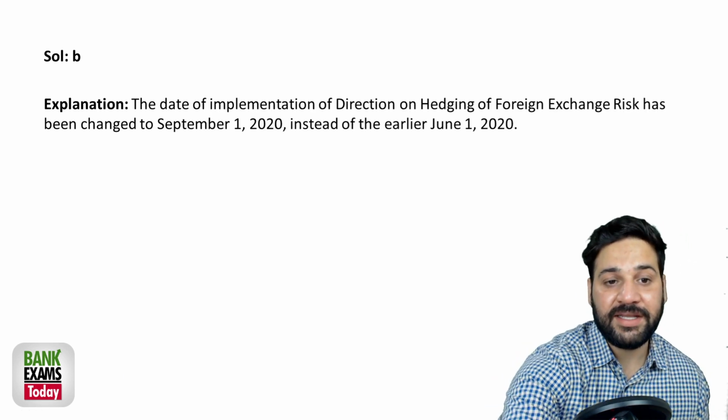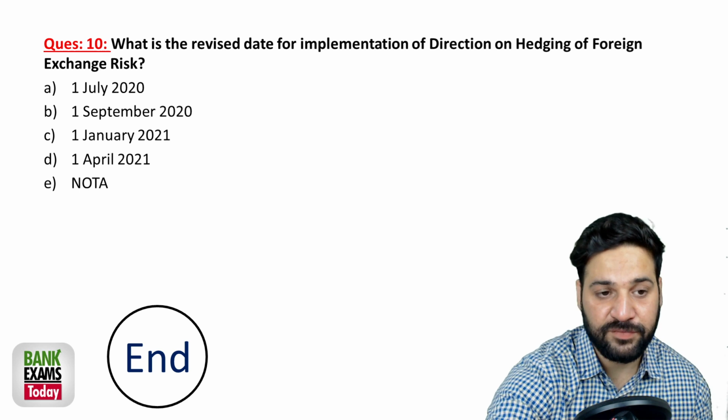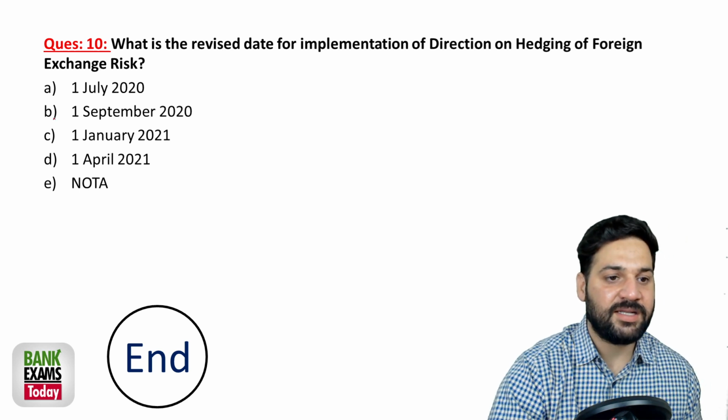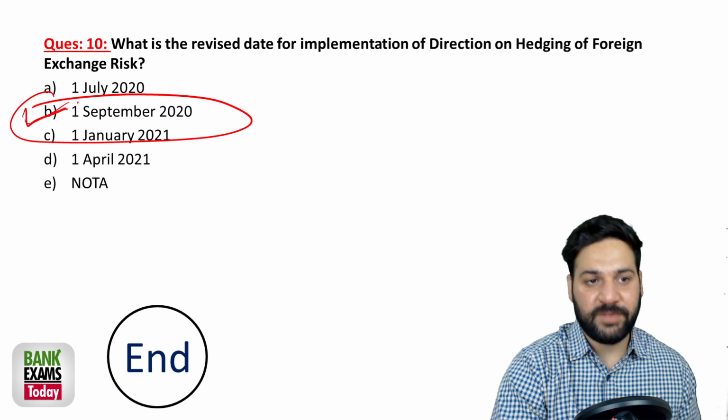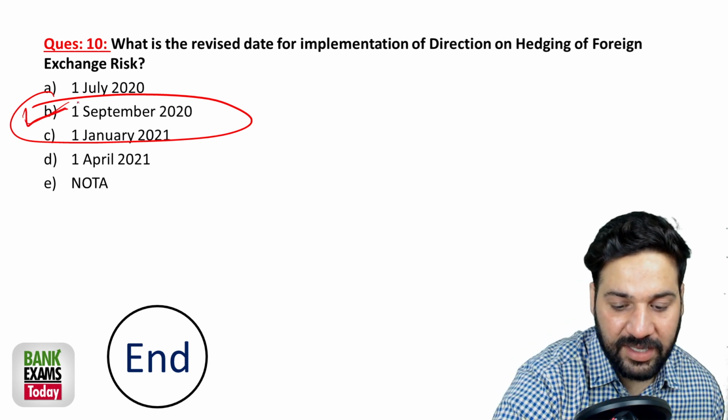The extended date is 1st of September instead of 1st of June. So 1st of September is the correct answer. It was to be implemented on 1st of June, but it is now 1st of September. So A is the correct answer.